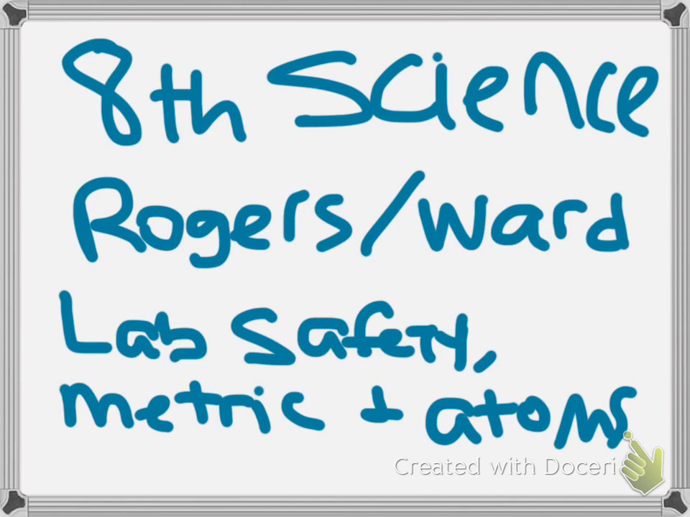Number 19, which subatomic particles have no effect on the net charge of an atom? A, protons and neutrons. B, electrons only. C, neutrons only. D, neutrons and electrons.